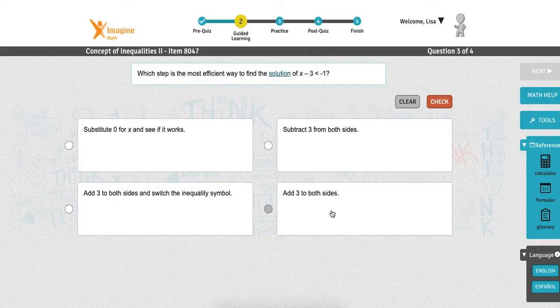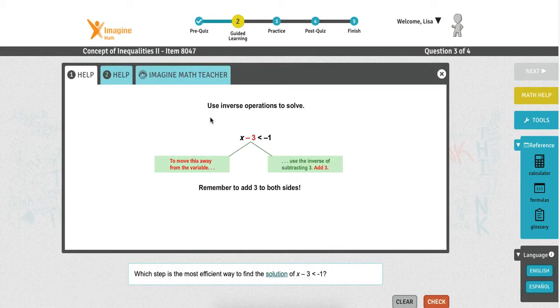Now, we didn't have to flip the sign because the sign here, this x, is still going to be positive. We're not switching the sign. So that wouldn't make add both sides and switch the inequality sign a correct answer. But if you're still struggling with it, go ahead and look at the math help. Okay, we're using the inverse operation, like I said. Remember to add 3 to both sides, okay?